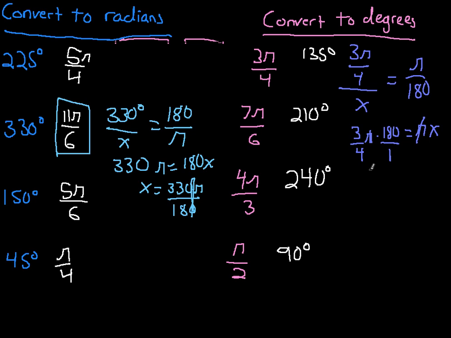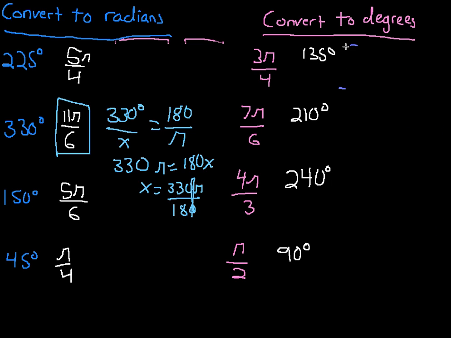180 is the same thing as 180 over 1. With fractions, you multiply straight across the top, straight across the bottom. So this becomes 540 over 4 is equal to x. And this leads us to the answer, x is equal to 135 degrees. I'm going to go ahead and try just one more, hopefully to give you one more example.